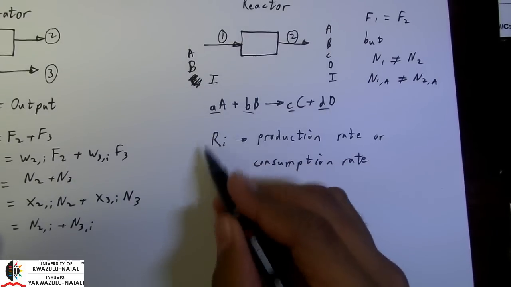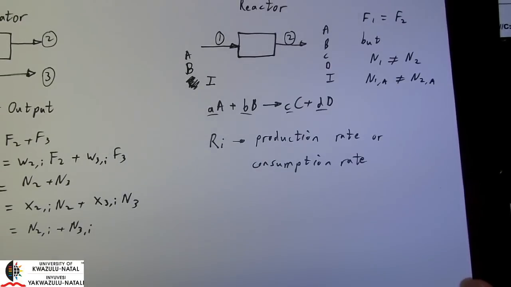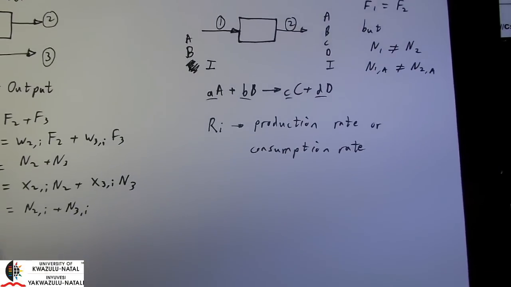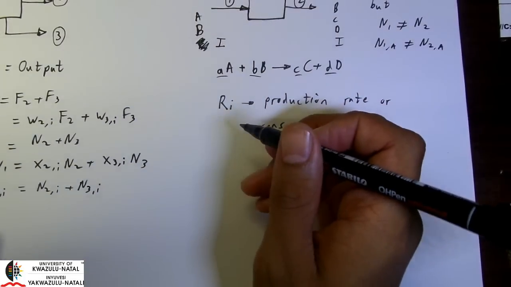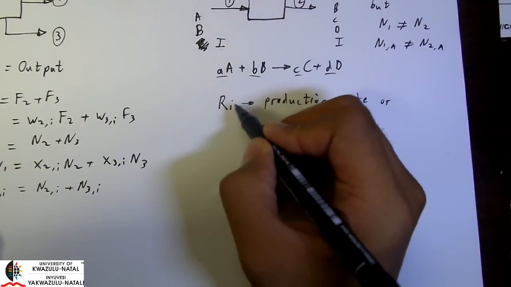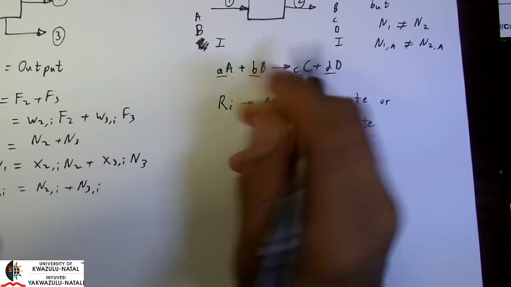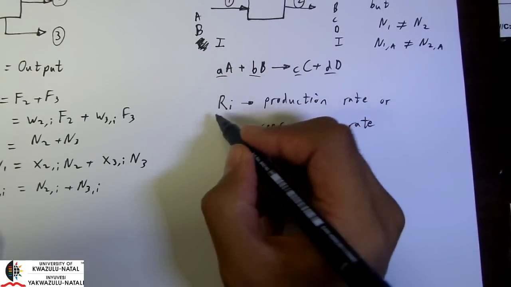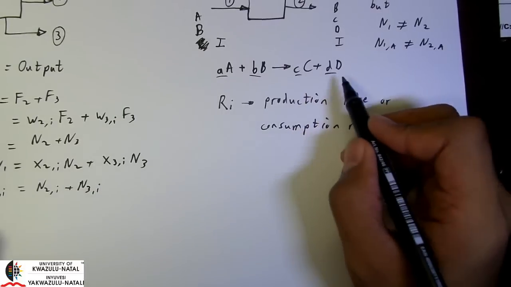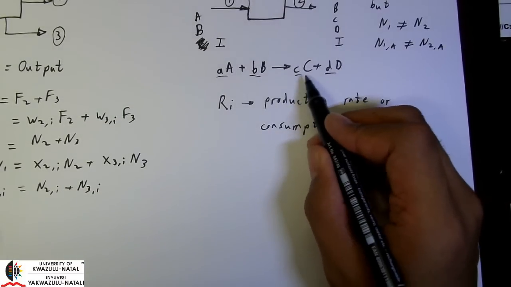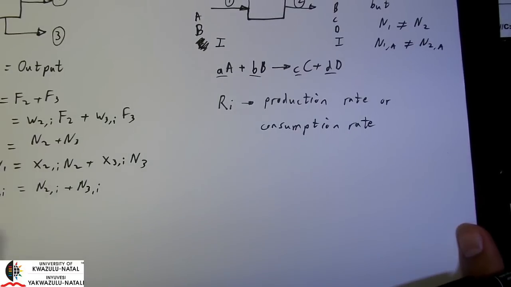All of the production rates and consumption rates are, however, linked. They are linked by the following relationship. Yes, and one more thing is that in the case of A and B, because they are reactants, our R for A and B will be negative, and because C and D are products, the R for component C and D will be positive.